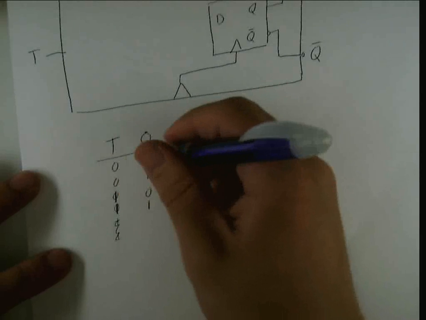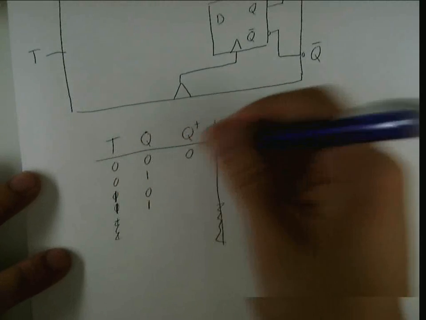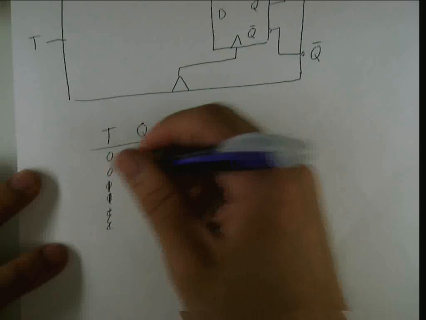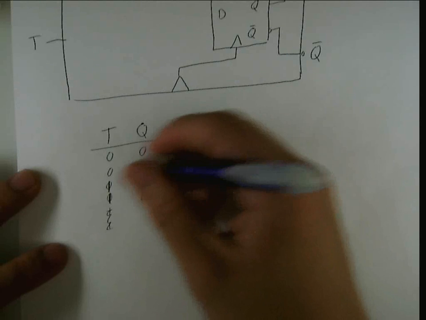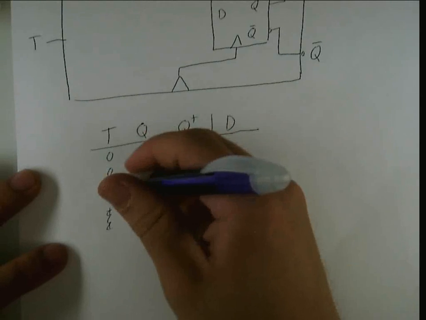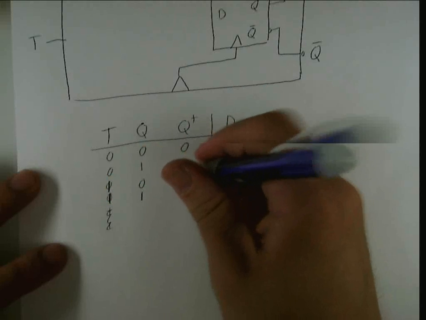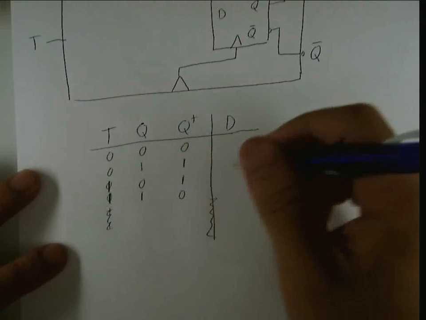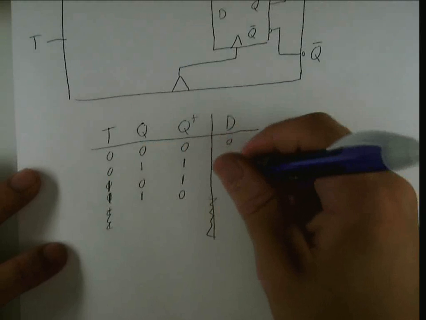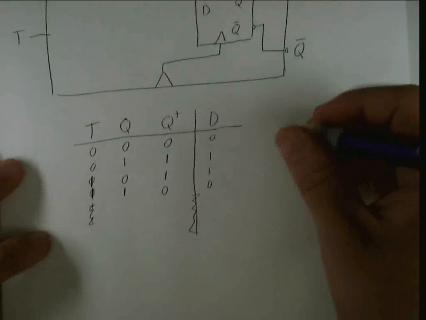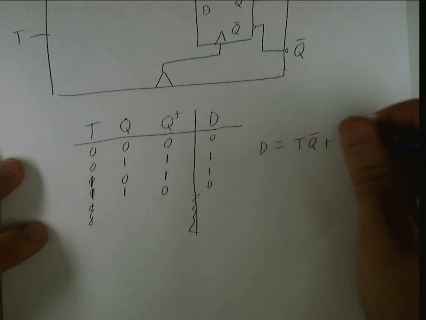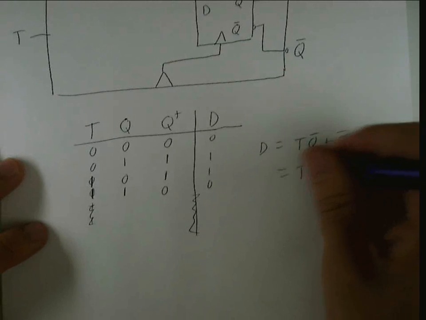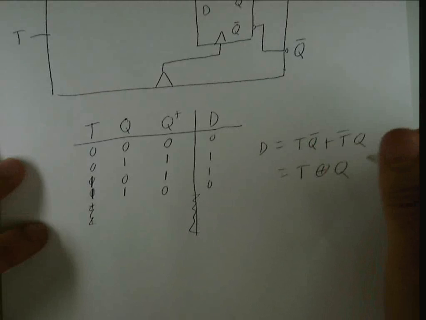So when T is 0, Q is 0, we're going to hold Q. So it's going to make this Q 0. T is 0, Q is 1. We're just going to hold again. When T is 1, we're going to toggle Q. And then we're going to toggle this one as well. And so that makes D 0, 1, 1, 0. And so D is equal to T Q bar, or T bar Q, which is equal to T XOR Q.